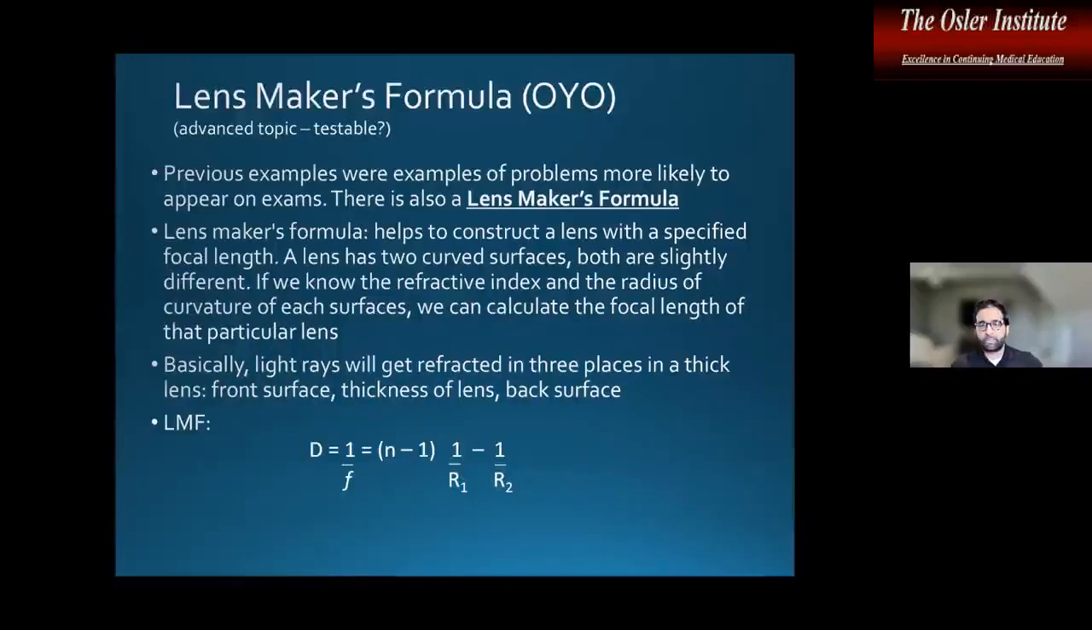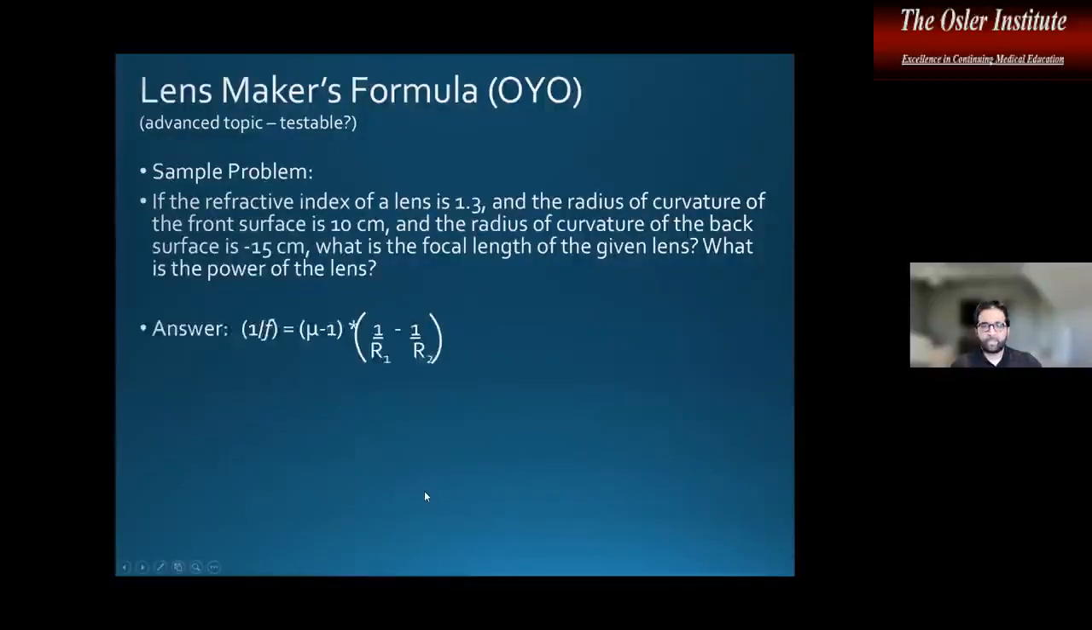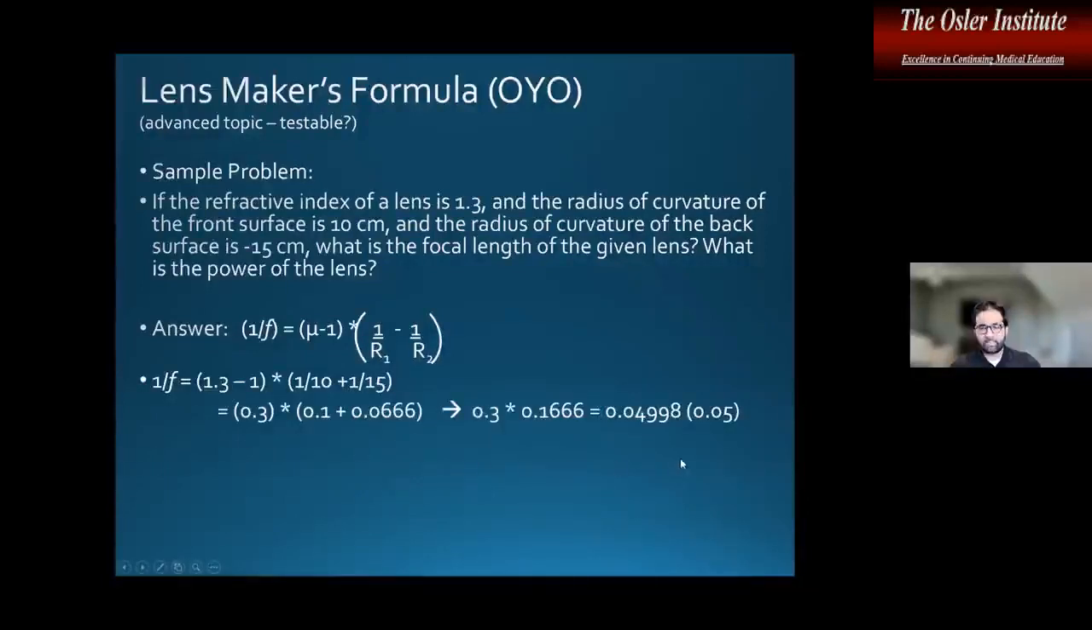This would be used to construct a lens with a specified focal length, and that's where you have to keep in mind the refractive index and the radius of curvature of each surface, and then you can calculate the focal length of that particular lens. So again, you can read this on your own and see how you would solve that. I won't waste too much time because you can see how difficult and complex this math can be. It's disgusting to even try to solve by hand, and this was the best, easiest example that I could come up with.